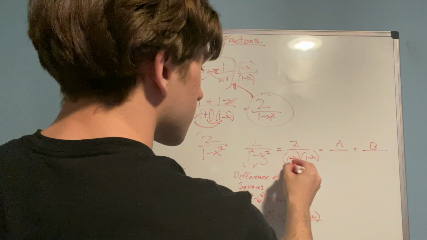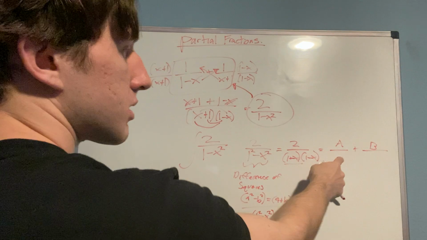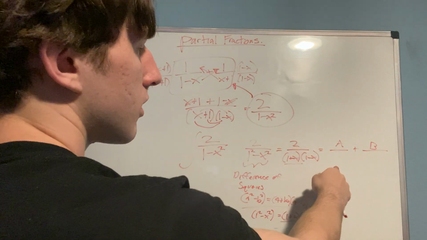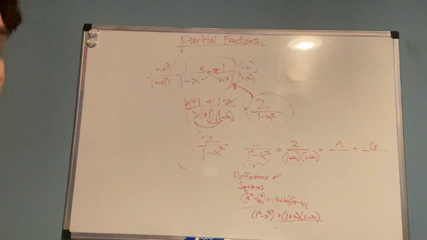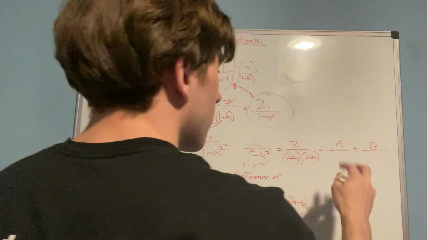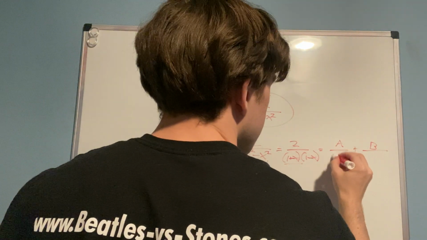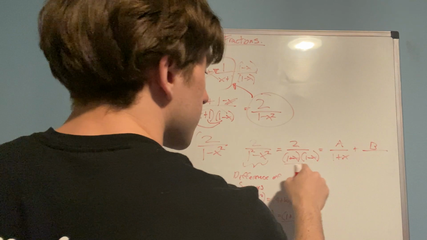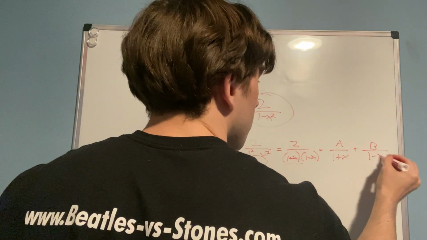So this one we would choose to be A. You could do either or. You could do A over 1 minus x, or you could do A over 1 plus x. It doesn't matter. You're going to get the same result, but I'm just going to do this one. That's what I usually like to do. So A over 1 plus x, and then B over 1 minus x.